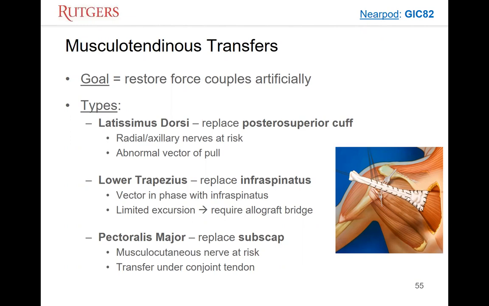Lower trapezius transfers have also been suggested for irreparable infraspinatus tears because their vector of pull is in line with the native infraspinatus, but the limited excursion of the muscle requires an allograft bridge. Pec transfers are performed to replace the subscap and are preferentially transferred under the conjoint tendon to more closely replicate the vector of forces. The musculocutaneous nerve is at risk with that procedure, though.